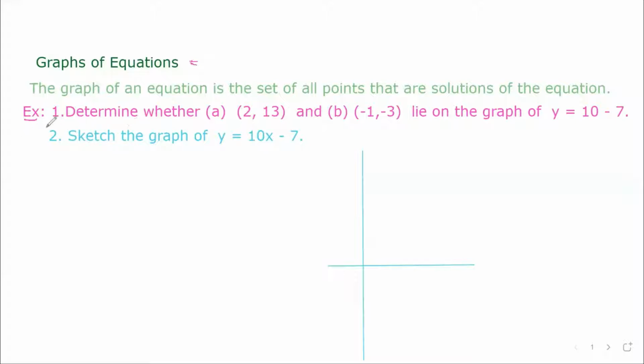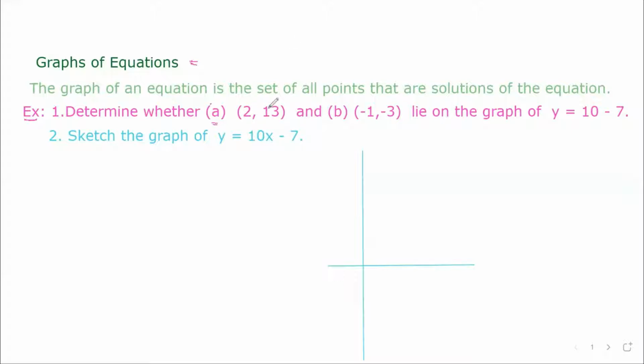Now we start with example one first. In question one, determine whether the point (2, 13) in question A, and (-1, -3) in question B, lie on the graph of y equal to 10x minus 7. So we work on the first one, question A here.